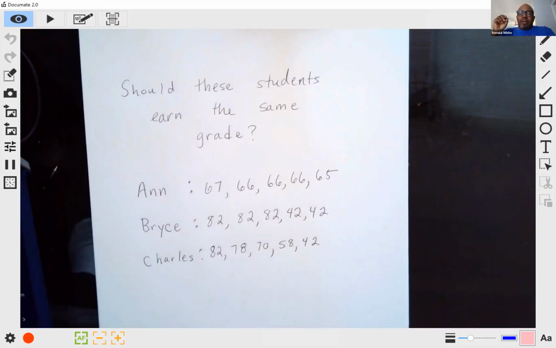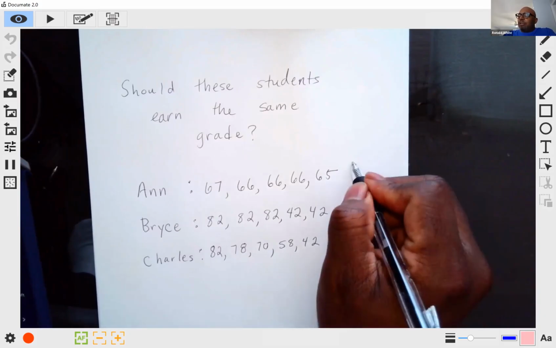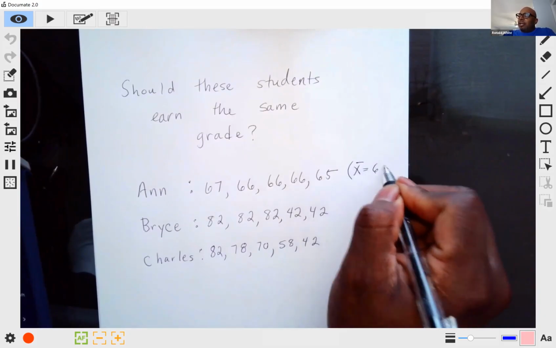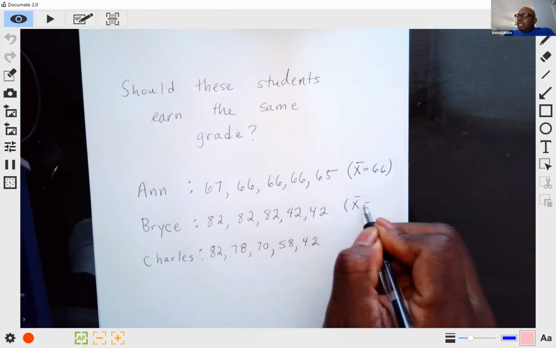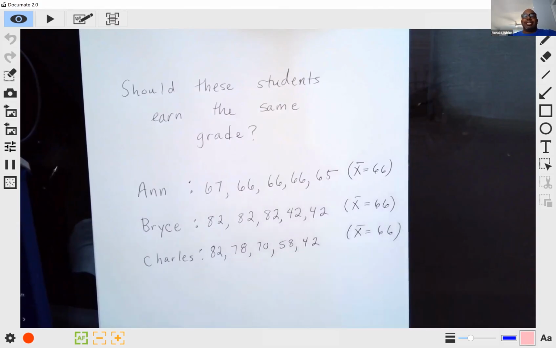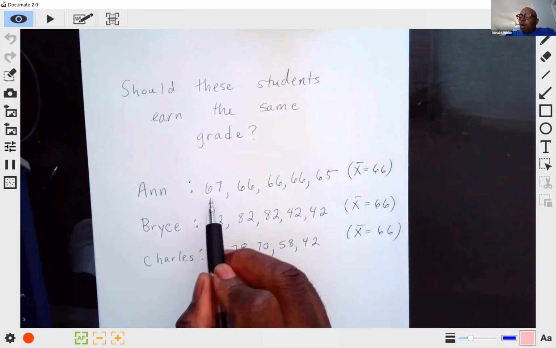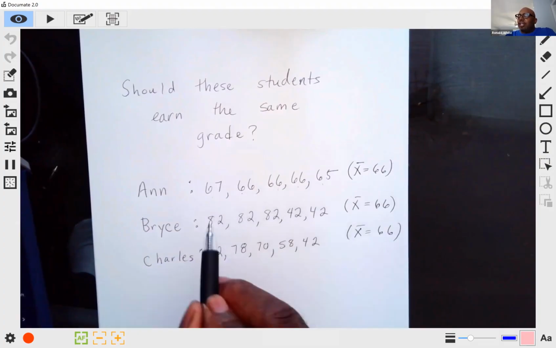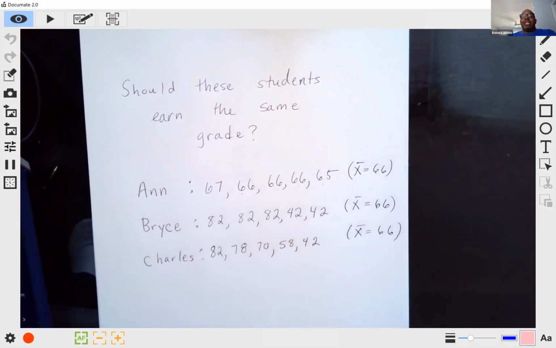I will tell you, again, from the reading, what's interesting about this data is that if you took the mean of the grades for each one of these students, that is X bar, guess what you would get? A 66. So if I added up all 1, 2, 3, 4, 5 numbers and then divided by 5, I will get a 66, which means all of these students should get or earn a D. Now, I will tell you, it is not good to make any kind of statistical decision based on one statistic. That's not a good thing.